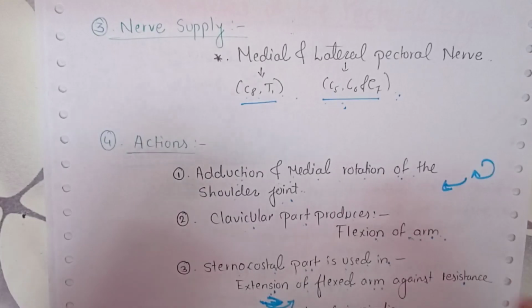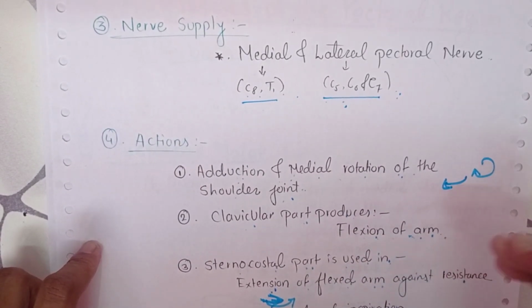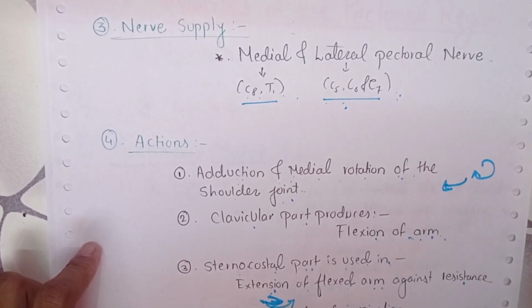In this way, we have covered the pectoralis major muscle in this video. In the next video, we are going to see the remaining muscles of the pectoral region, that is the pectoralis minor and subclavius muscles.